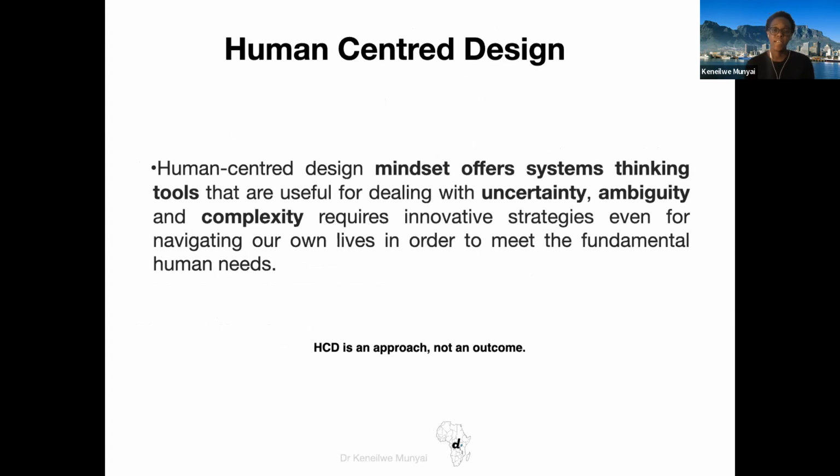So human-centered design is basically a mindset that offers systems thinking tools that are useful for dealing with uncertainty, ambiguity, and complexity. And of course, it does require innovative strategies to navigate not only our own lives, but also to make sure that we are trying to meet human needs. The human-centered design approach in itself is not an outcome, it's a mindset. In order to get to the outcome, we use what is known as the design thinking process, okay?